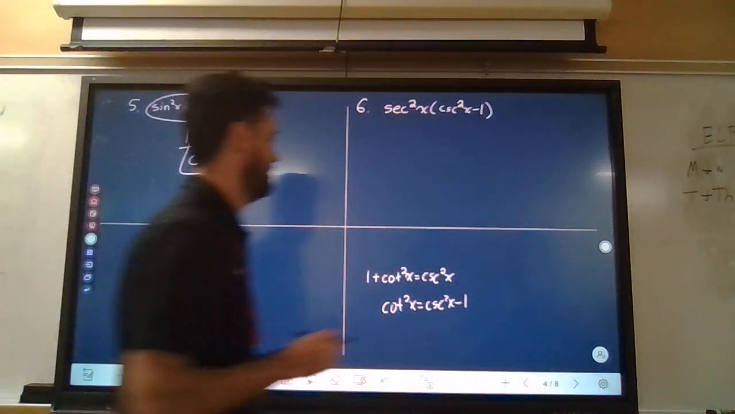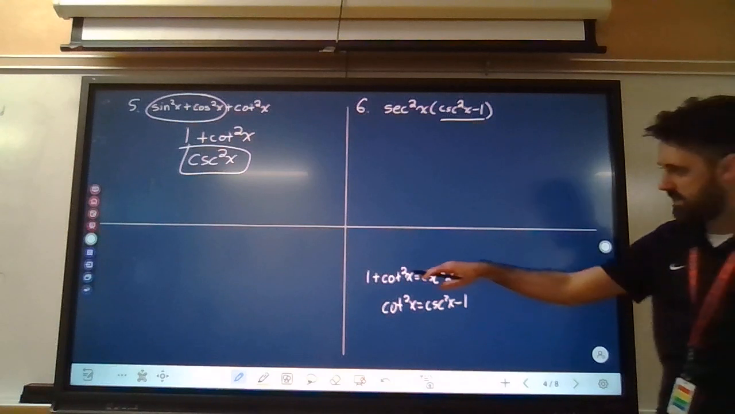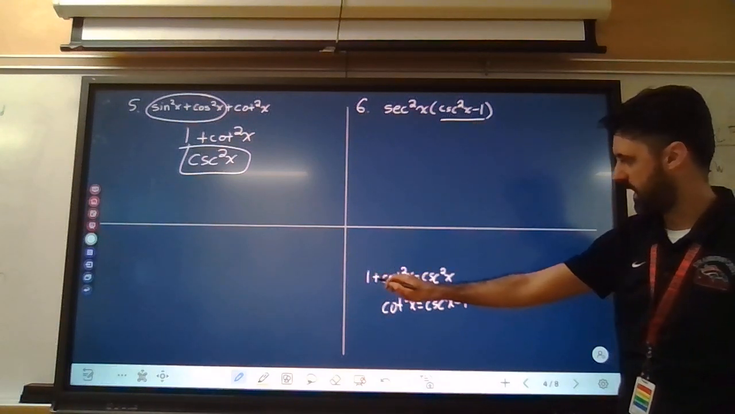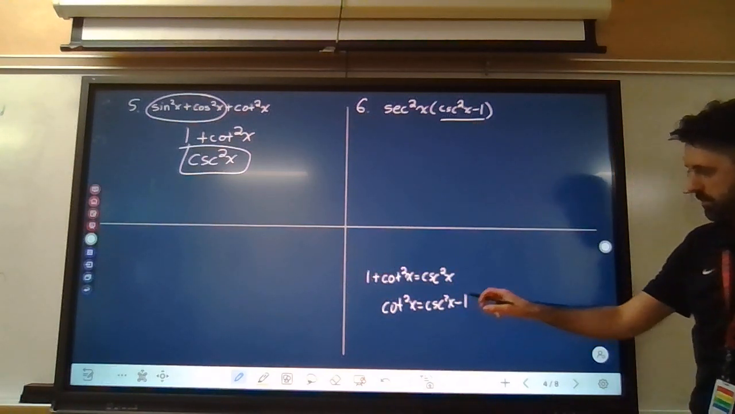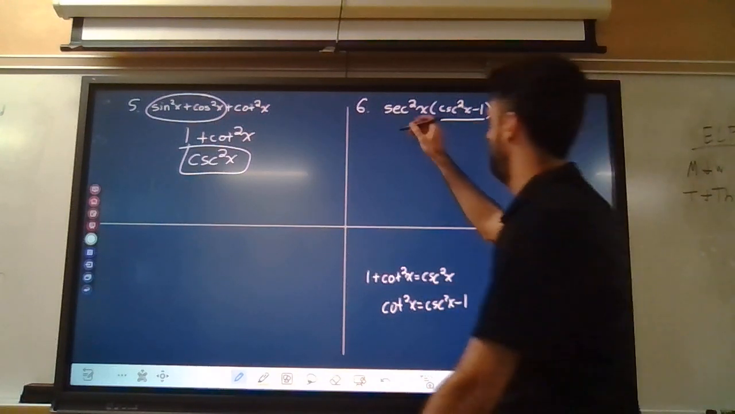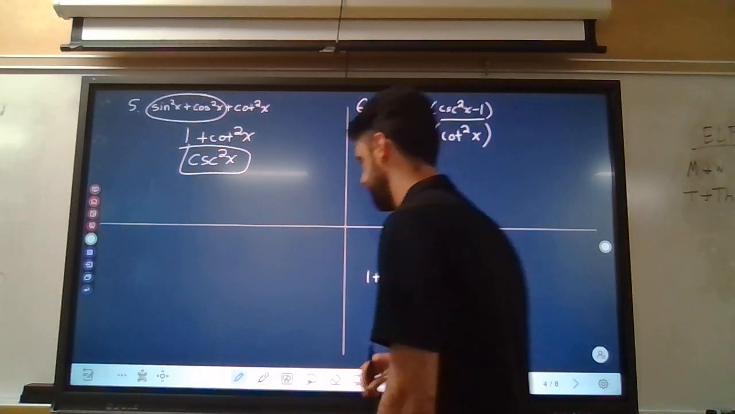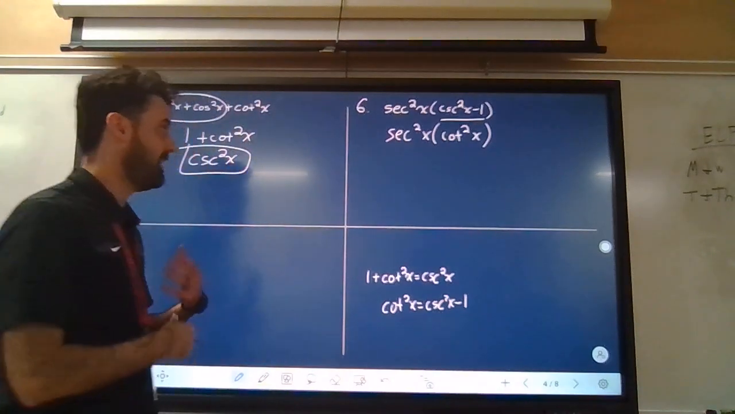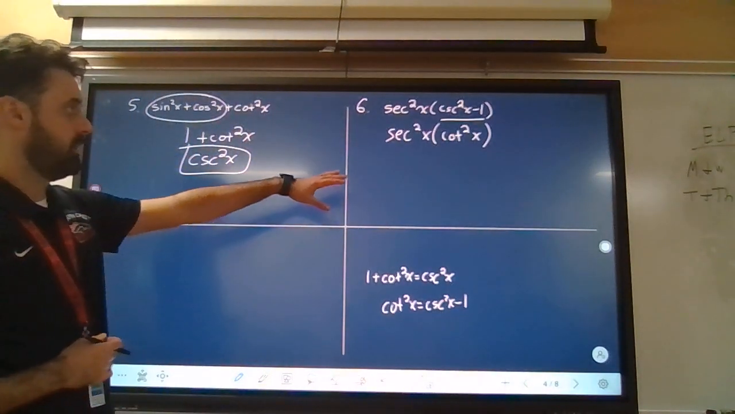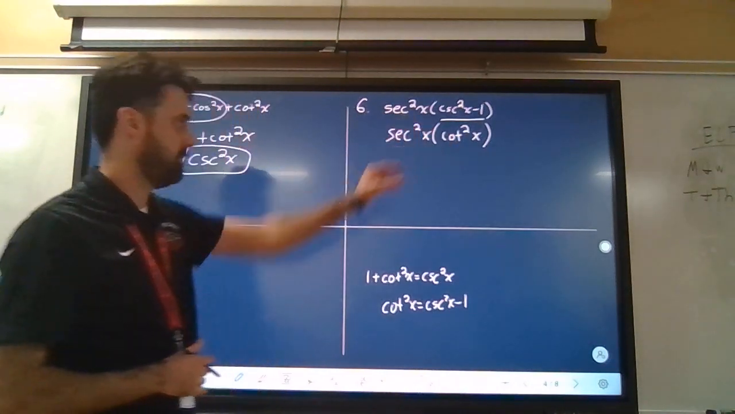Number 6, the inside says cosecant squared minus 1. And so if we take that same identity and we subtract over the 1, cosecant squared minus 1 is now equal to cotangent squared of x. All right, so we're going to replace the inside here with a cotangent squared of x. Again, I don't want to use any more Pythagorean identities because it's going to add in extra terms here. We want to leave it at these 2 terms and then try to simplify more.